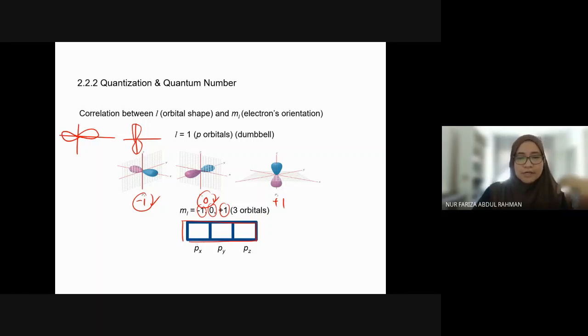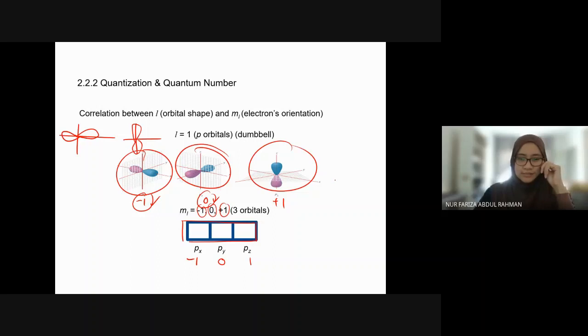So this would be our -1, 0, 1. So as you can see, we have 3 orbitals because we have 3 orientations for p orbital. We can also use px, py, pz or -1, 0, 1. So normally for ML we use the numbering -1, 0, 1. So this is for drawing sake, maksudnya kita nak draw based on the orientation ataupun based on the axis. So p orbitals, maybe saya boleh highlight p shape orbitals.